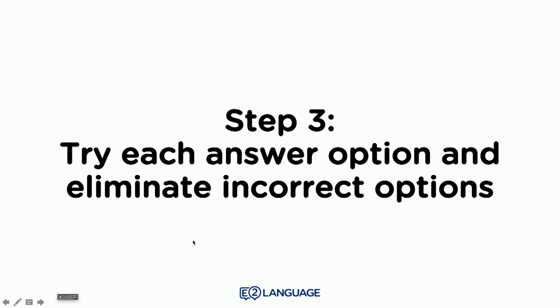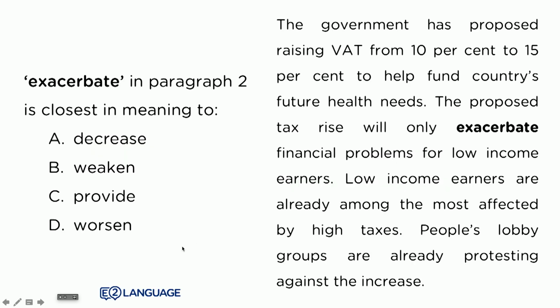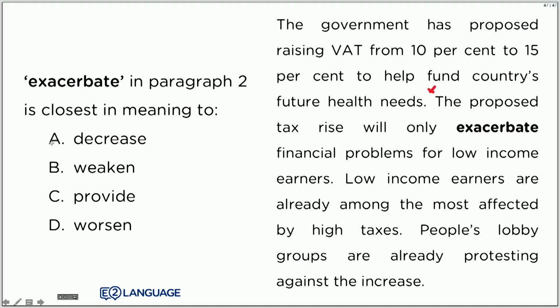Try each answer option and eliminate incorrect options, okay? So, let's read this sentence again, but let's try it with the word decrease. The proposed tax rise will only decrease financial problems for low-income earners. Well, decreasing a tax rise will only decrease financial problems. No, that just doesn't make sense. Let's try weaken. The proposed tax rise will only weaken financial problems for low-income earners. Again, doesn't really make much sense, does it?